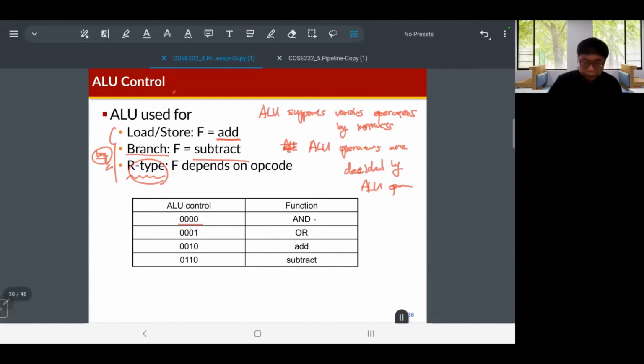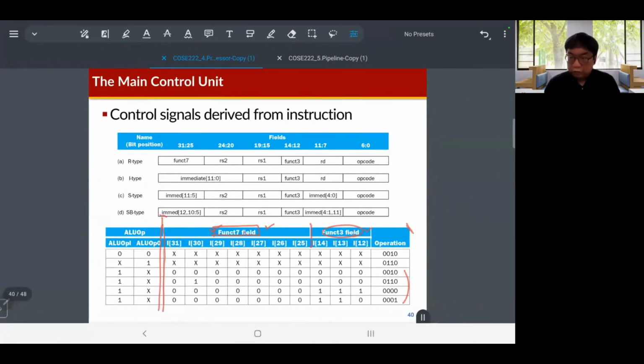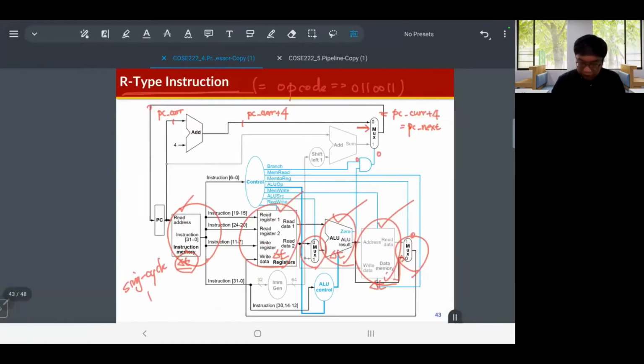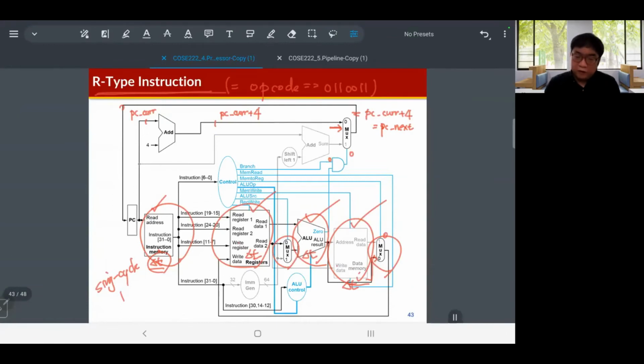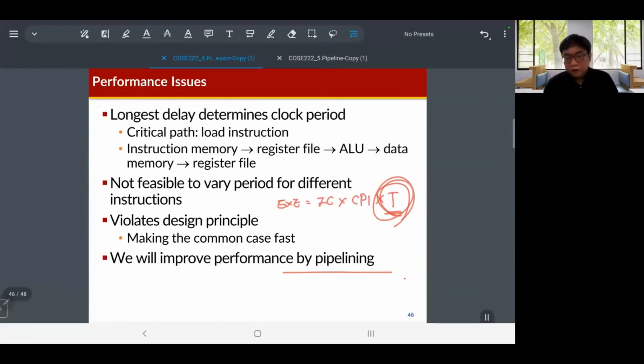So based on the instruction, the single cycle processor needs to generate control signals for data path elements. So in the previous class, we learned how to generate control signals. And then we also learned how to build the entire single cycle processor architecture. Okay? Then we concluded this single cycle processor architecture with the performance issues. So what is the performance issue?